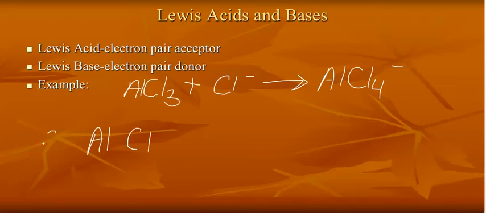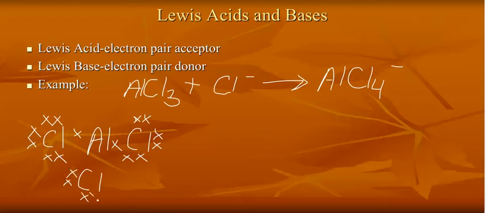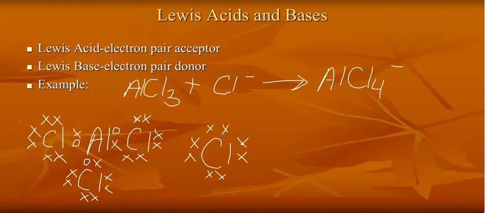And in order to determine the acid and the base, I need to draw the Lewis structures with the valence electrons. Cl has 7 valence electrons, 7 dots. And aluminum only has 3. So that's what the structure looks like. Cl-, the minus means you add a valence, so instead of 7 it has 8. Acids are the electron pair acceptor. Acids want electrons. Notice how aluminum has an extra spot for an electron pair. So AlCl3 is my acid. It wants the electron pair.